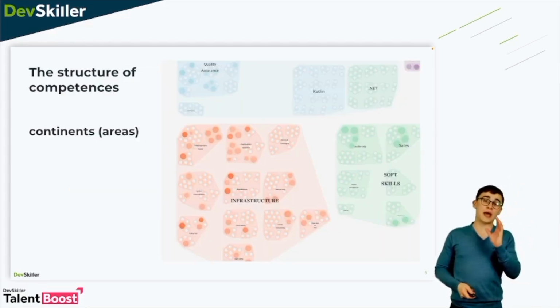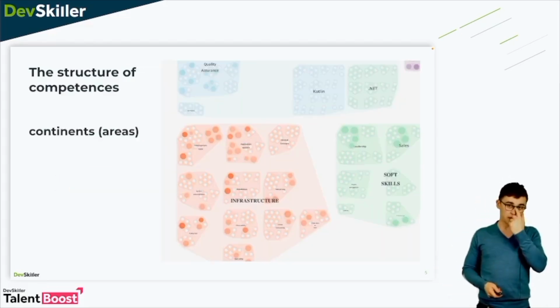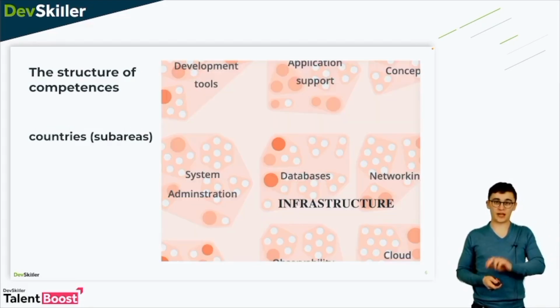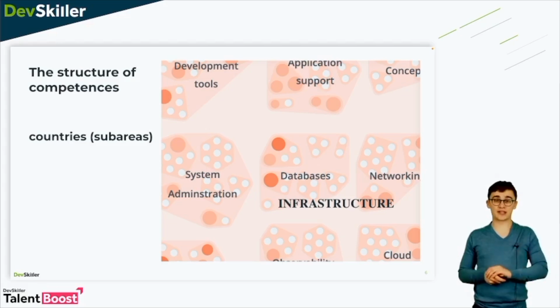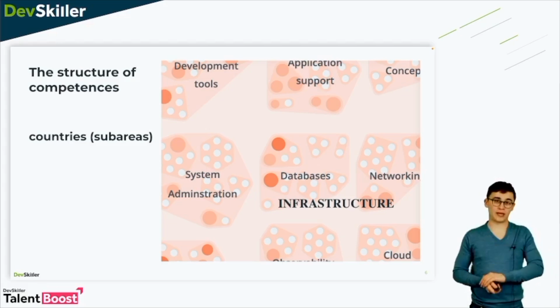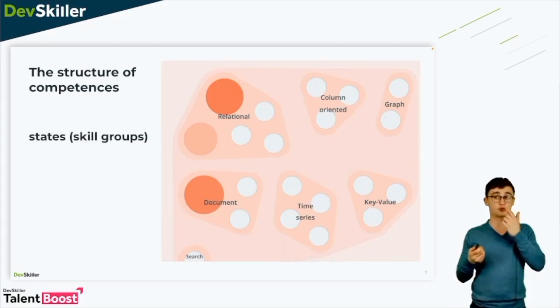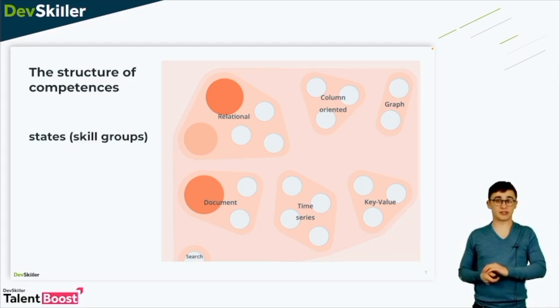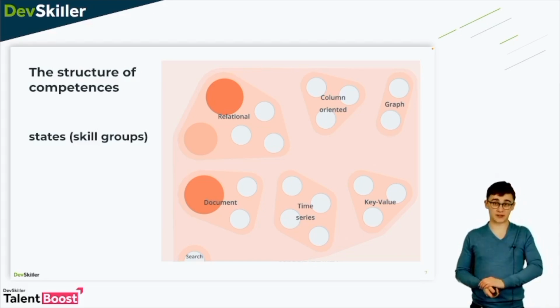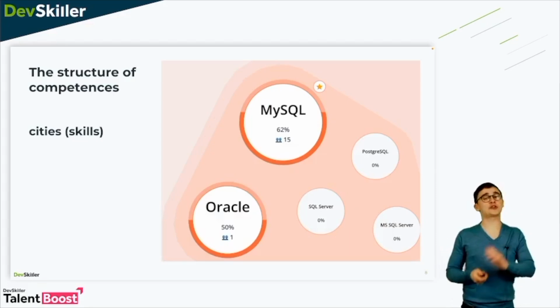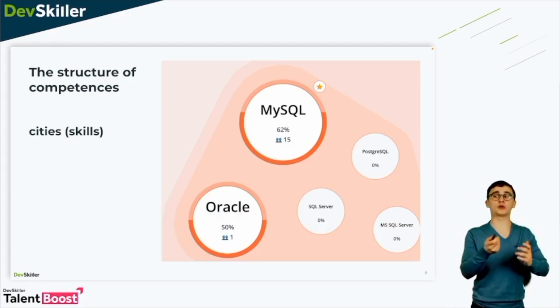So now, a continent, an area, in this case would be, for example, infrastructure or soft skills. When we go deeper into infrastructure, we get sub-areas such as system administration or databases. Now let's zoom in to databases, and then we've got a collection of skill groups: relational databases, document, time series databases. And then zooming even further, we get cities or skills, which in this case would be Oracle, MySQL.